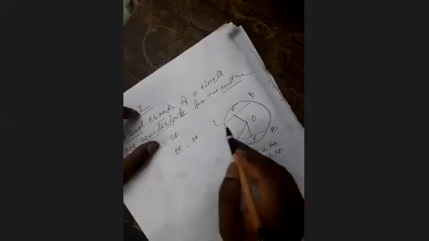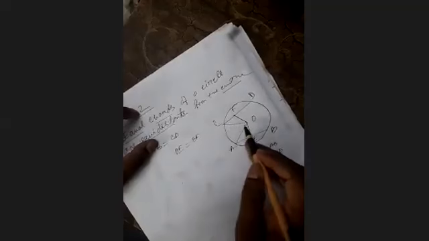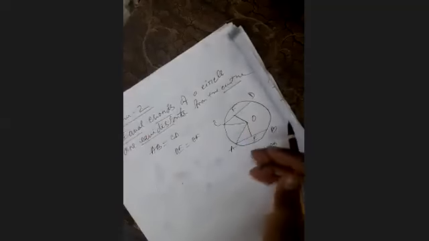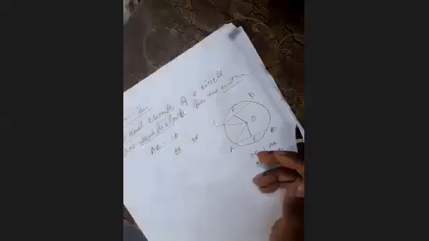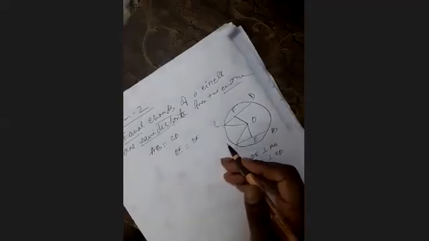Okay, so according to the construction, you join O, A and also you join O, C. So you have got two triangles. Write this down. So here our construction is completed.